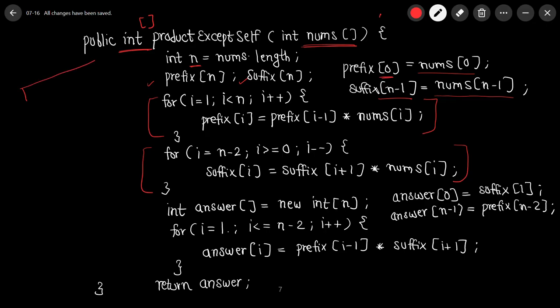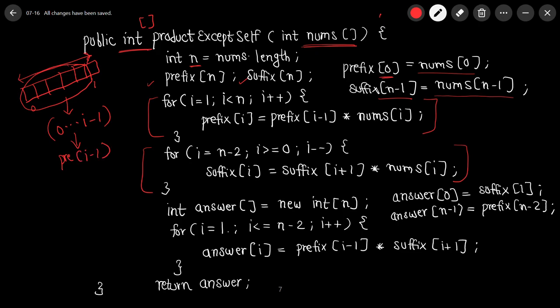Let me tell you for prefix, I am telling you again. So suppose we are at index I. So prefix of I means the whole product from here to here, that is from 0 to I. So since we are filling it from left to right, you would already have this portion's product, that is 0 to I minus 1. That would be stored in prefix of I minus 1 only.